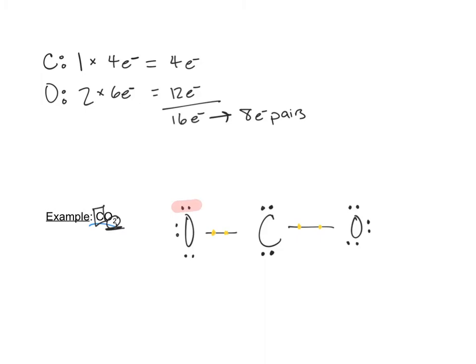We've got 1, 2, 3, 4, because those in the bond still count, 5, 6, 7, 8, 9, 10. That is 10 pairs of electrons right now. But our math earlier dictated that we could only have 8 pairs. So we've got to figure out how to consolidate these electrons and get rid of some of these pairs and have everything still be fulfilled by the octet rule.